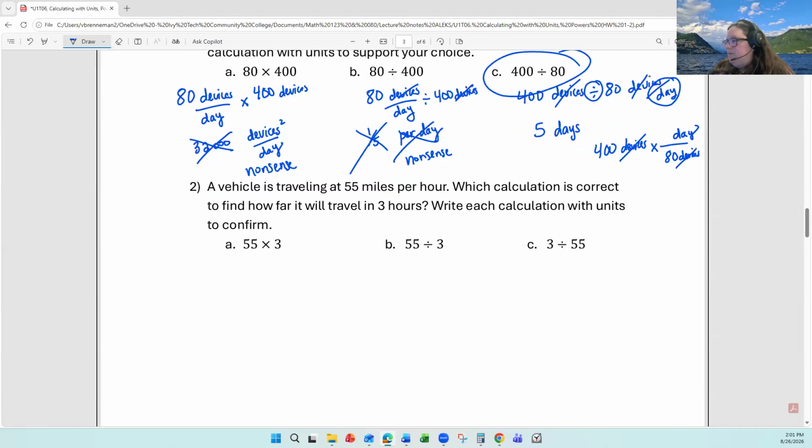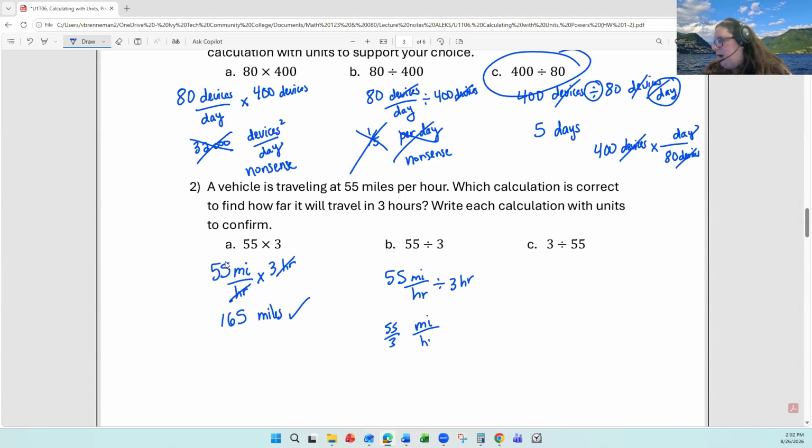Similarly, in number 2 here, 55 miles per hour, 3 hours. The 55 miles per hour times 3 hours. We have hours on the bottom, hours on the top that cancel out. 55 times 3 is 165 miles. That works. If I tried to do 55 miles per hour divided by 3 hours, I would have 55 divided by 3, whatever that is, but my unit would be miles per square hour, which is nonsense. So if the unit doesn't work, the number doesn't work.